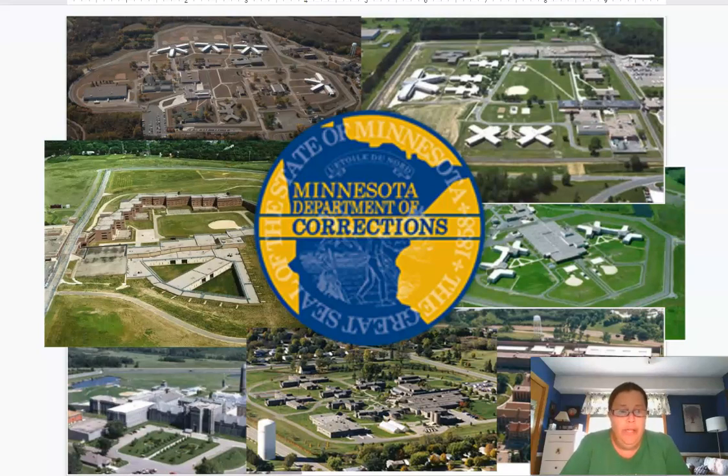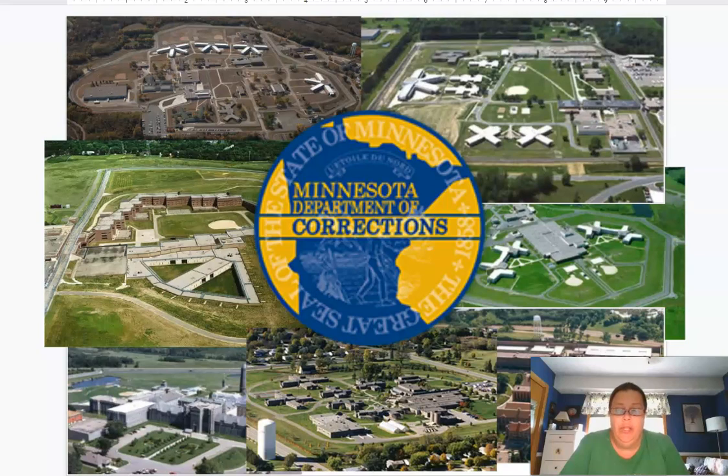So what you're seeing on the screen right now are aerial views of some of Minnesota's prisons. Now, prisons are oftentimes for long-term offenders, whereas jails are most often for short-term offenders or people who are in the process of being moved back and forth between court.